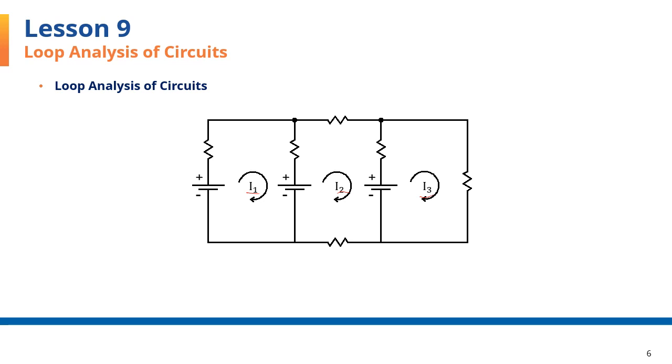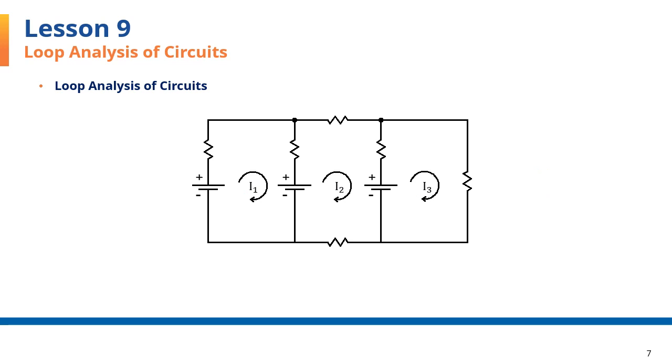The direction of the loop does not really matter in our analysis, but it will make the development of the solution clearer if we pick the same direction for all loops of the same circuit. I typically pick a clockwise direction, as you see here.